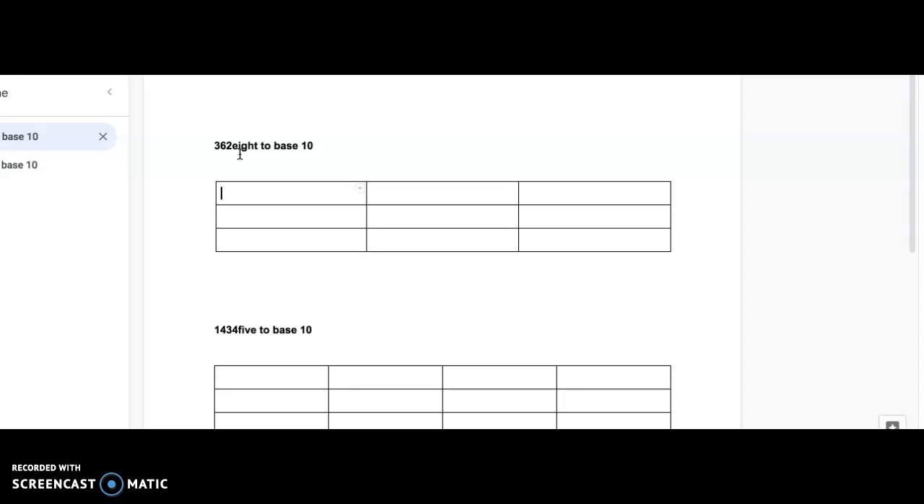Base 8 numbers consist of digits from 0 to 7. First, I drew a table with 3 rows and the number of columns equal to the number I'm converting, which is a 3 by 3 table. Again, I'm converting 362 base 8 to base 10. So in my bottom row, I am going to write the number that I am converting. 3, 6, 2.